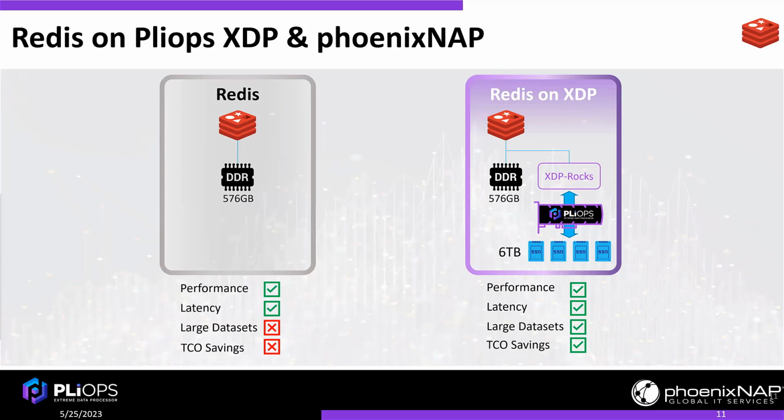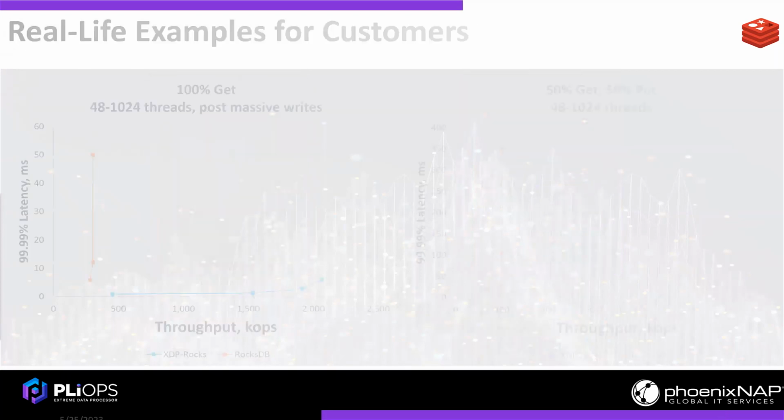Well, we solve all of those problems with our RocksDB solution. We call it XDP Rocks, which is a combination of offload to our hardware and the PlyOps acceleration card that is inside the PhoenixNAP servers, but also the software techniques that we've applied in RocksDB itself. So a combination of those allows us to maintain very close performance, and you'll see it in the coming slides. Very, very good latency, but also supporting very large data sets and having all of this translate to great TCO savings. Let's see an example of how this works.